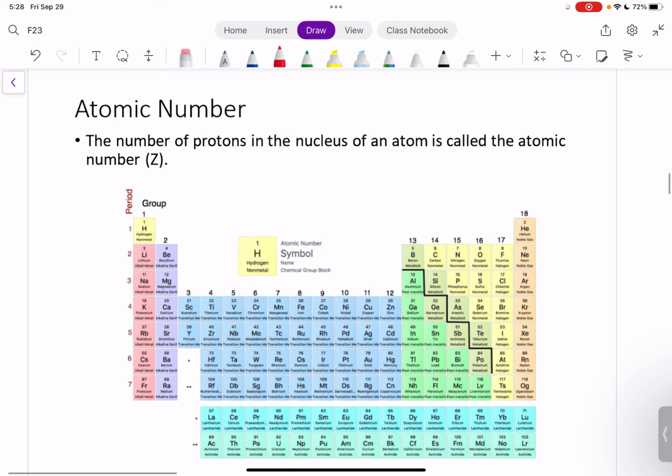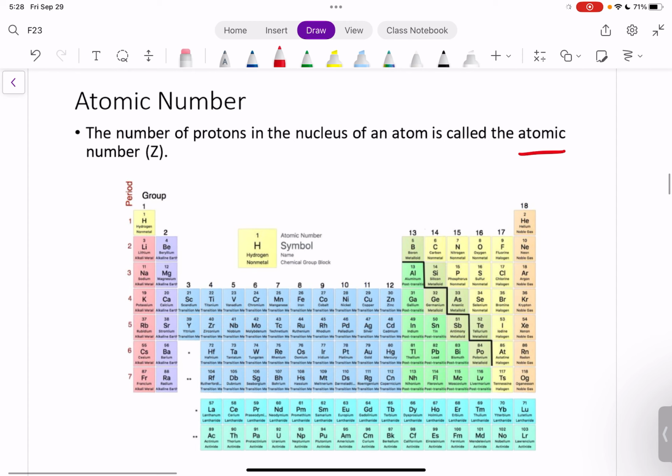Okay, so how do we know the number of protons? Well, the number of protons in the nucleus of an atom is called the atomic number, and we give it the symbol capital Z. And that atomic number not only tells you how many protons are in the nucleus of any given atom, it's also kind of like an identifier for what type of atom you have. So what do I mean by that?